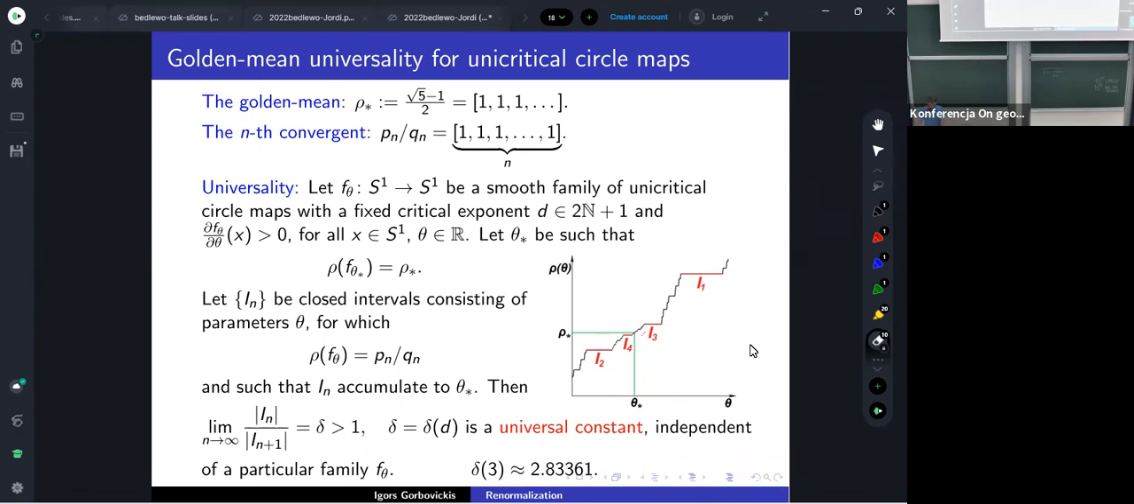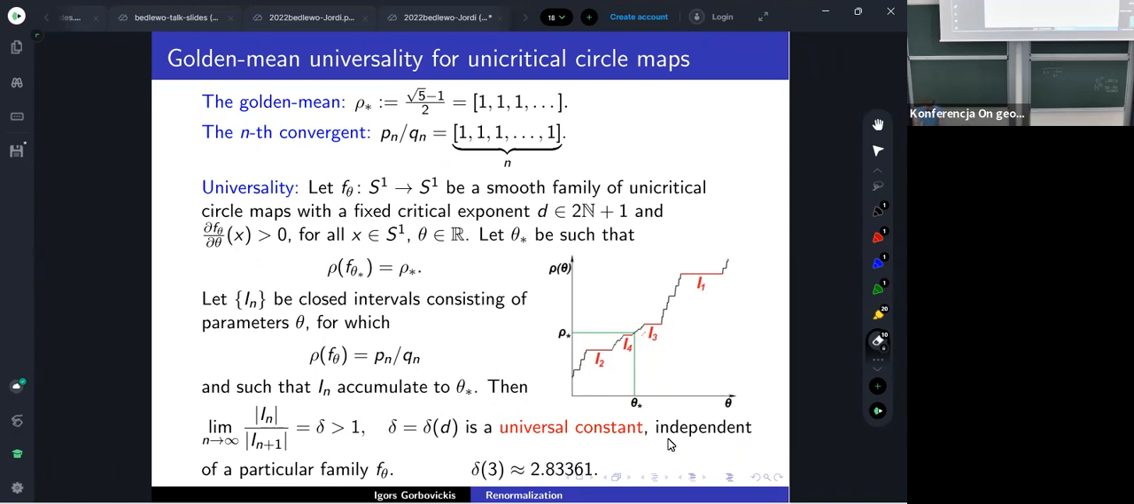And we could be interested in the quotient of the lengths of the successive intervals in this sequence, so In divided by In plus 1. As we pass to the limit, first of all, the limit turns out to exist. And second, it equals a universal constant delta. Universal in the sense that it does not depend on a particular family f theta that we choose. It only depends on the critical exponent d. Since in this talk we always consider the critical exponent to be equal to 3, delta of 3 is approximately this number. So this is an example of a universality phenomenon that we consider.